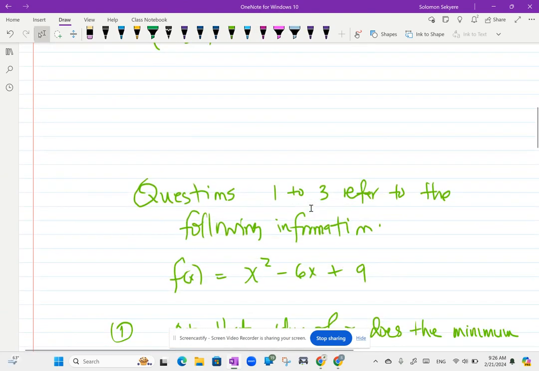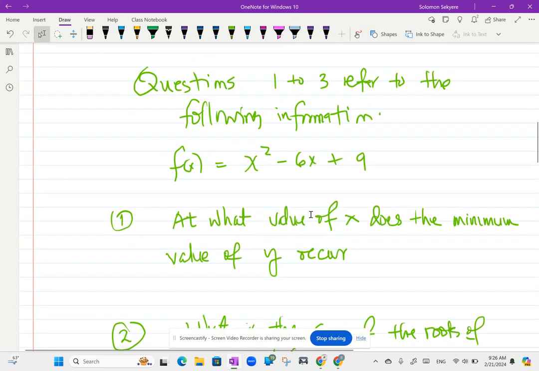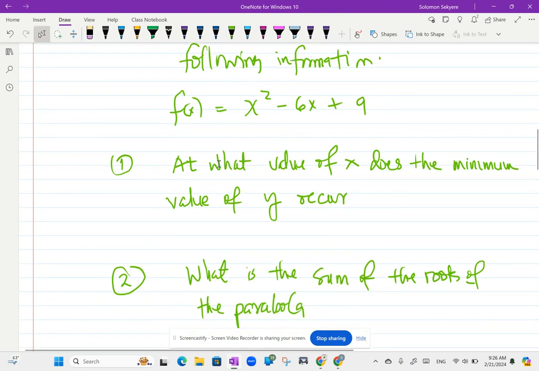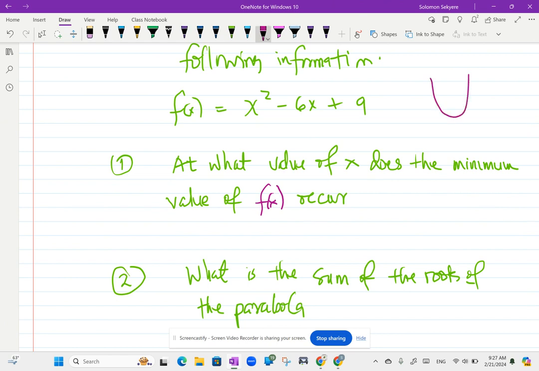Got it? Okay, so this question, questions 1 to 3: f of x is equal to x squared minus 6x plus 9. The first question is: at what value of x does the minimum value of y occur? Why are we talking about a minimum value? Because the sign here is positive, so the parabola goes like this. Minimum value, vertex, turning point, they're all synonymous. So when you hear minimum value in a quadratic function, think the vertex.